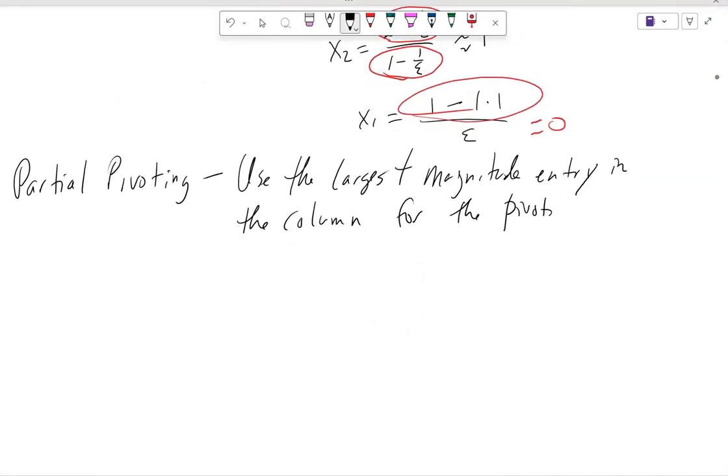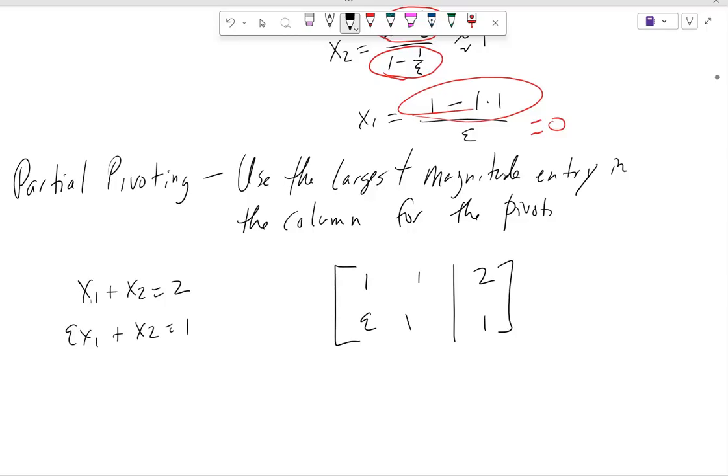So instead, just a second ago, we did x1 plus x2 equals 2 and epsilon x1 plus x2 equals 1. Use the bigger magnitude as our pivot. We just flipped it, right? So our matrix looks like 1, 1, 2, epsilon, 1, 1. What's our multiplier now to get rid of the bottom? Epsilon, right? So we would have negative epsilon row 1 plus row 2, replace row 2.